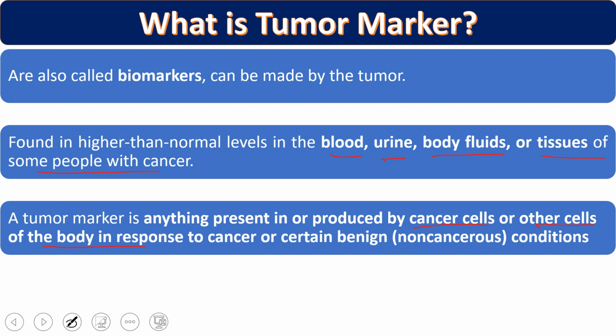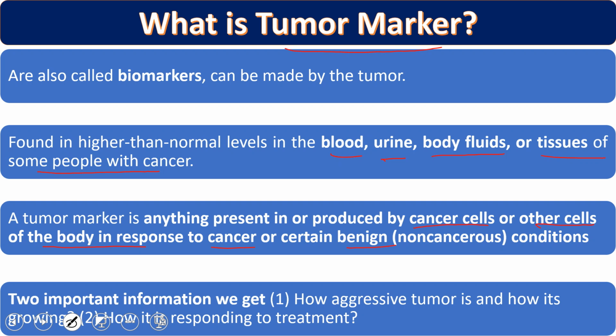Every time, it is not necessary that tumor markers are produced by tumor cells only. They can be produced either by tumor cells or by the surrounding cells in response to cancers, in benign conditions or in malignant conditions. These tumor markers normally give us two important pieces of information. First, how aggressively the tumor is going to grow and develop. And second, how it is going to respond to the treatments.